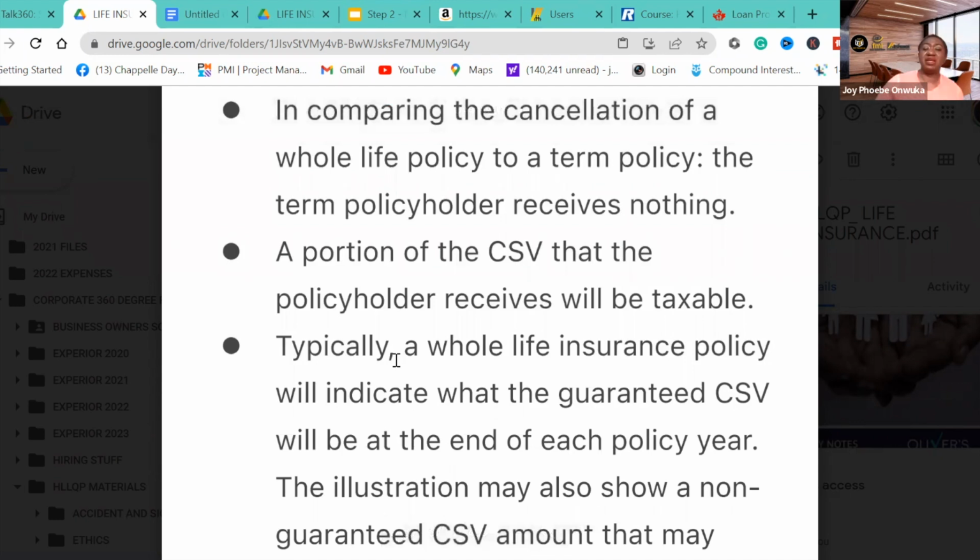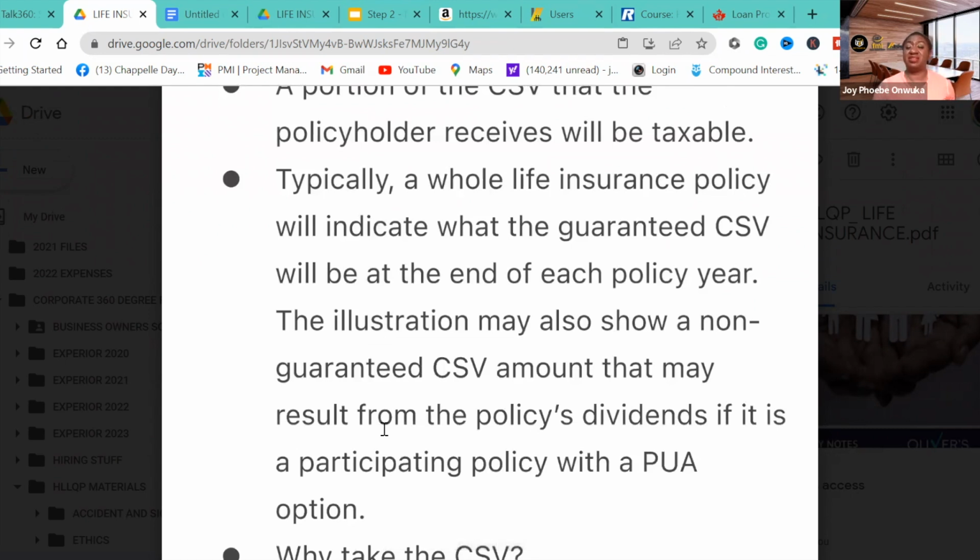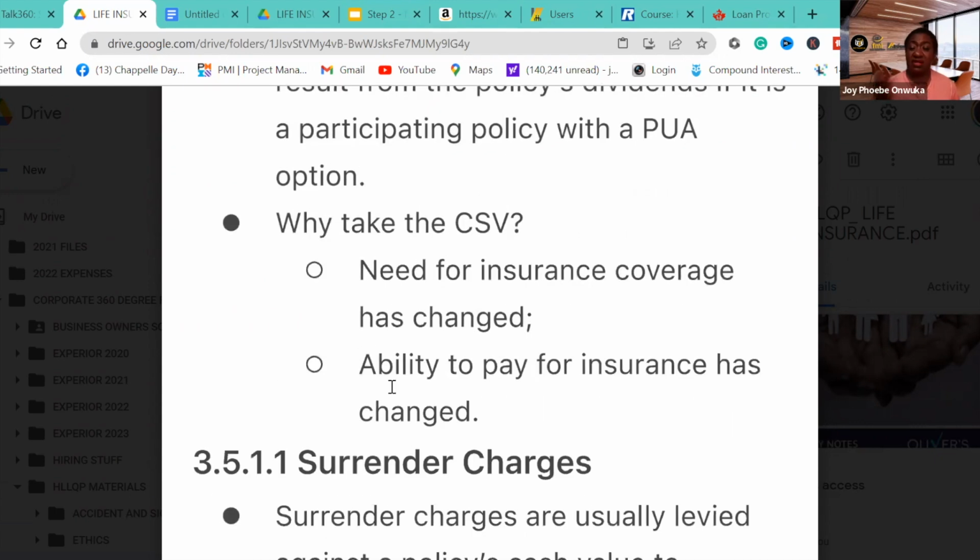Okay? Now, typically, a whole life insurance policy will indicate what the guaranteed cash surrender value will be at the end of each policy year. And the illustration may also show a non-guaranteed cash surrender value amount that may result from policy dividends if it is a participating policy with a paid up addition option. Okay.